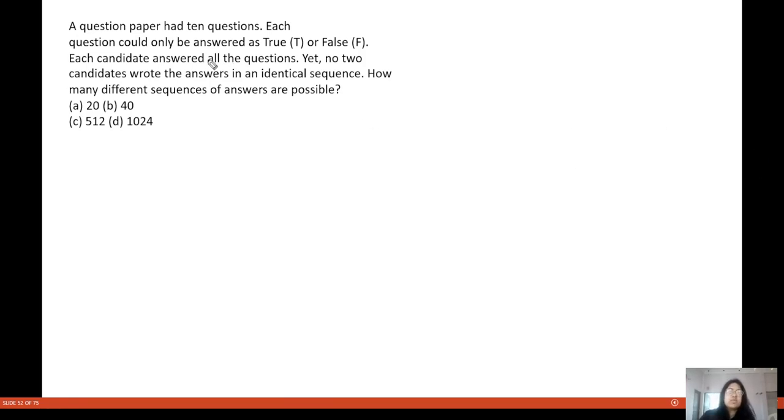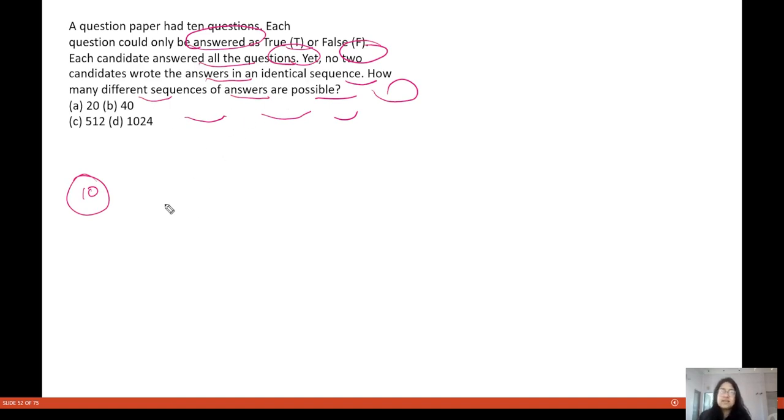Now look at this. A question paper had 10 questions. Each question can only be answered as true or false. Each candidate answered all the questions, yet no two candidates wrote the answers in an identical sequence. How many different sequences of answers are possible? Now see what they are saying. A question paper had 10 questions, and each question can only be answered in two ways, that is either true or false.